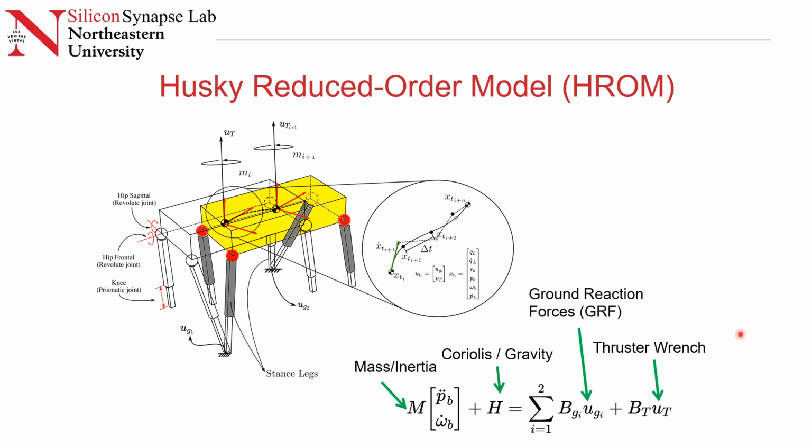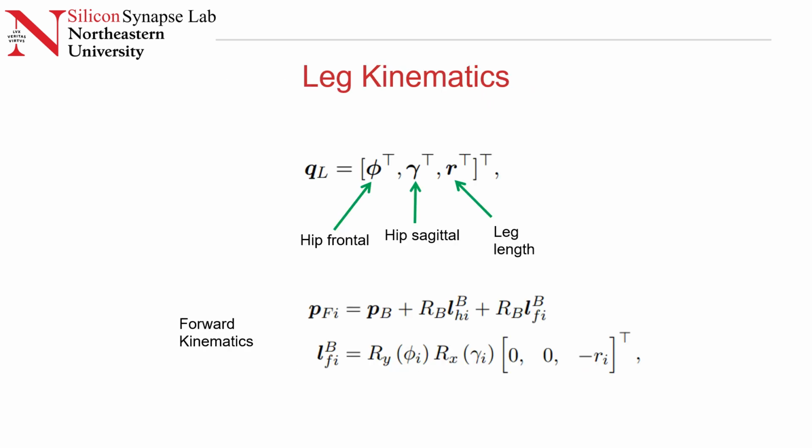The general form of the equation of motion is shown over here. There is a mass inertia matrix, the states, a gravity and Coriolis matrix, and the sum of all forces acting on the leg foot end position, such as the ground forces, and the thruster wrench generated by the thruster on the body. In these slides, we show a brief derivation of the leg's kinematics. The leg is massless, so it follows a simple model shown here.